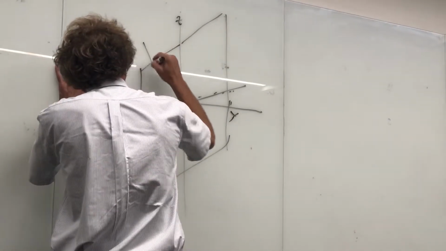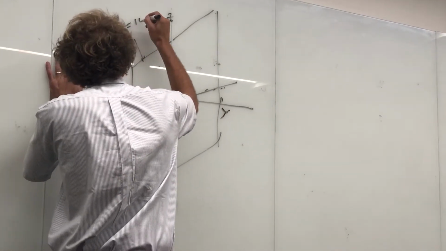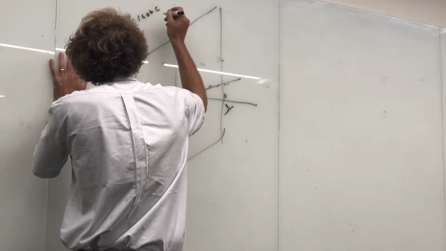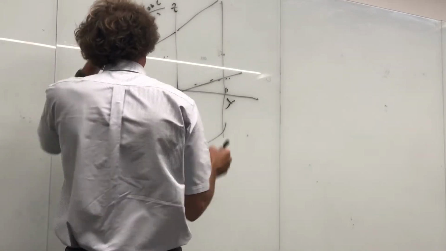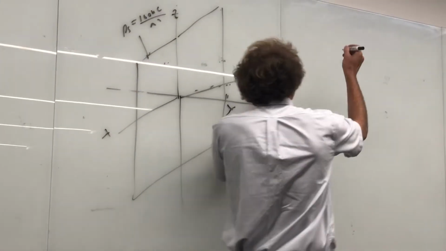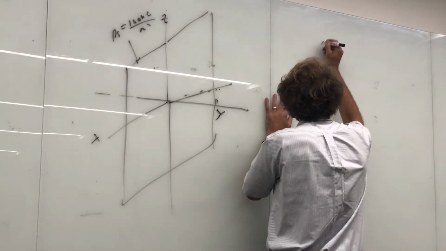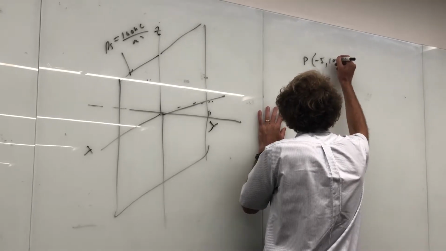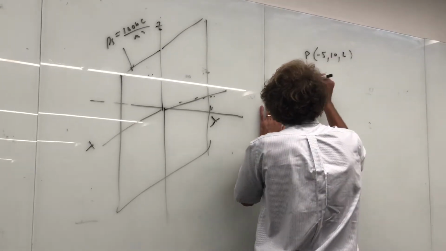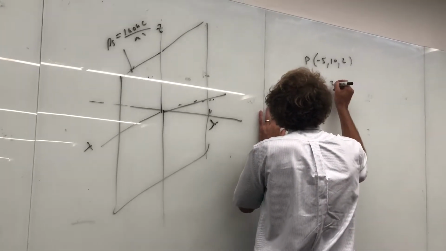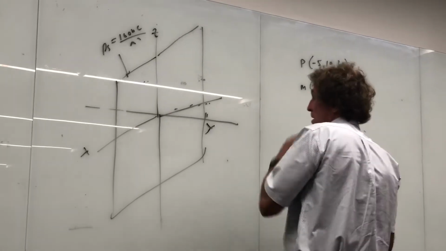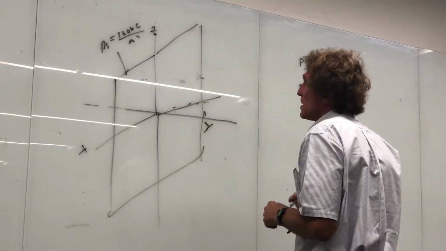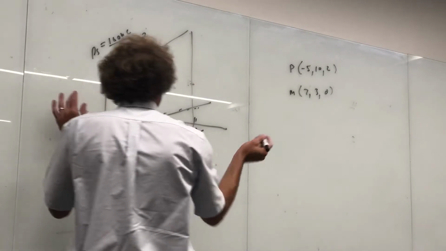So this is going to be rho S, and that's 100 nanocoulombs per meter squared. And then give me the position again. The first point was P, right? Yep, -5, 10, and 2. And M is 2, 3, and 0. All right. And then if we have this, it changes things.